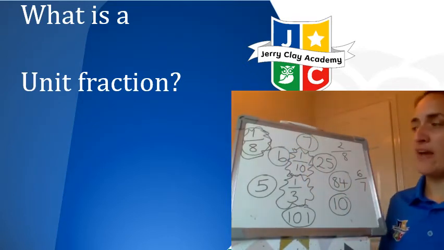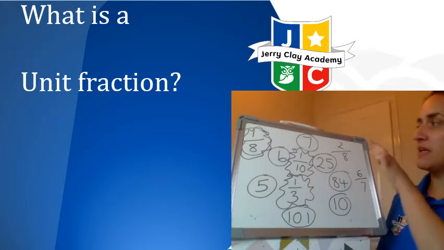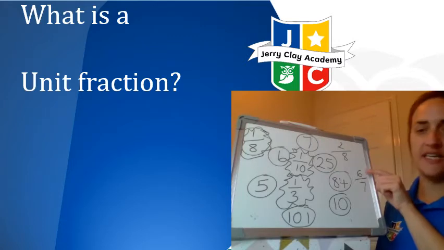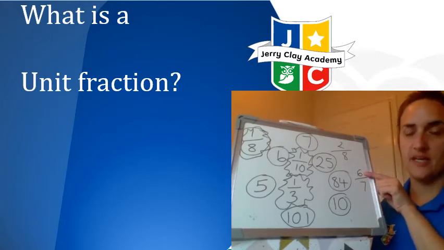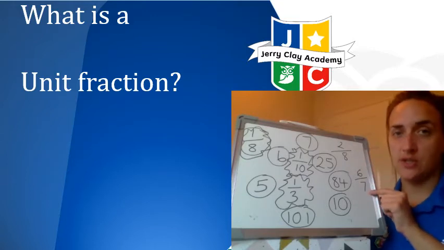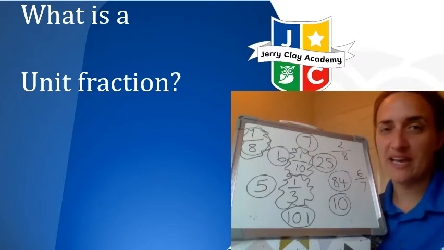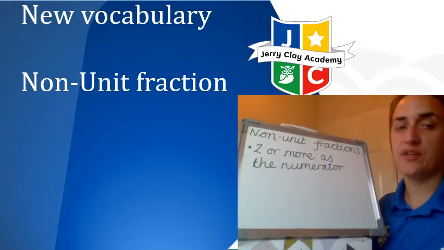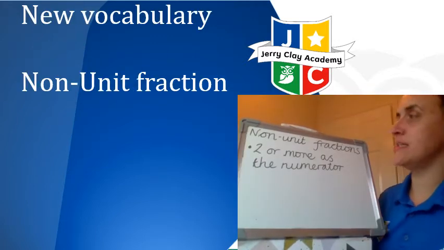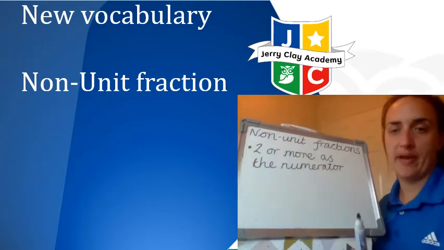So we have two fractions here that are not unit fractions because they have a 2 as the numerator and a 6 as the numerator. We would call these non-unit fractions. They do not have 1 as the numerator. These are going to be really useful in today's maths lesson. So we could define non-unit fractions as fractions that have 2 or more as the numerator.